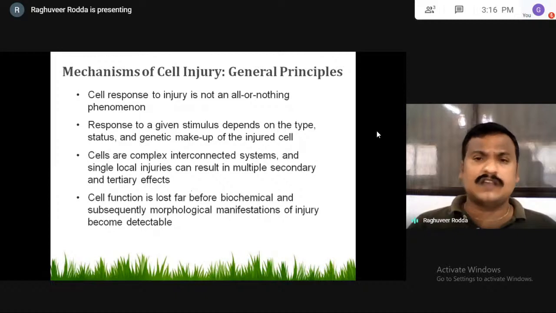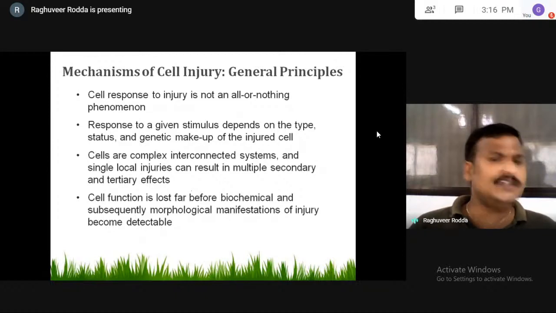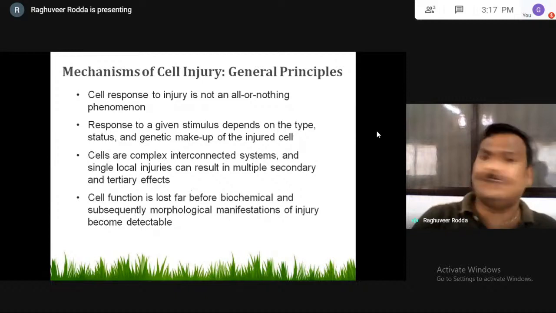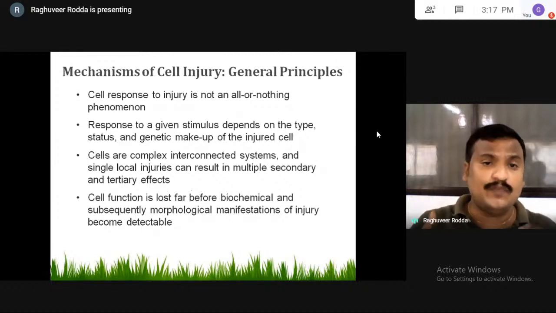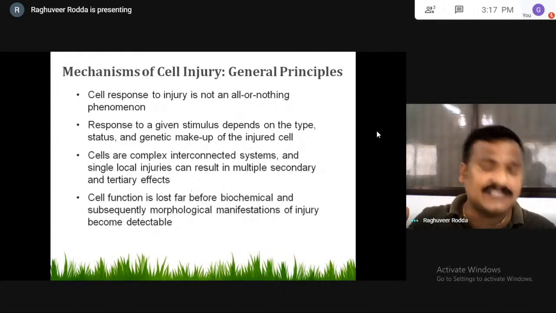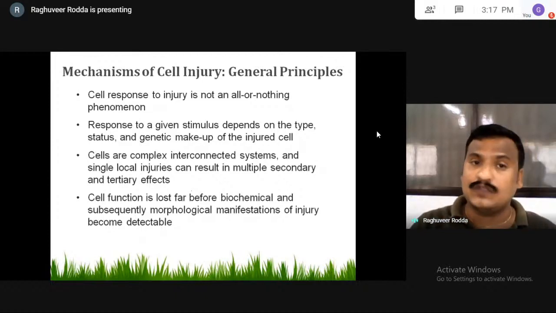So the response of the cell against cell injury is not an all or nothing phenomenon. It is not like during the injurious condition the cell activities are completely abolished or compromised. There are no such things. The intention of the cell is to maintain its structure and to perform its physiological activities. That is the main intention of the cell.